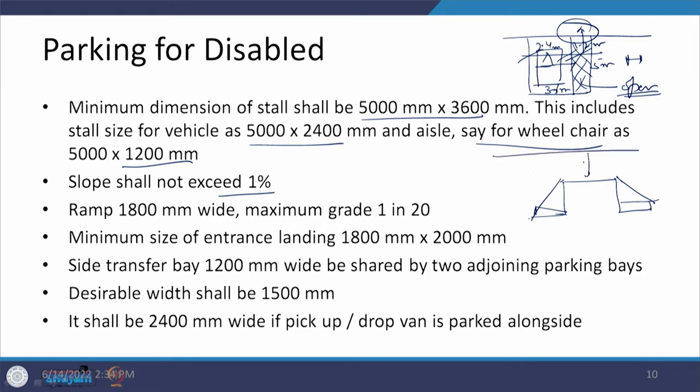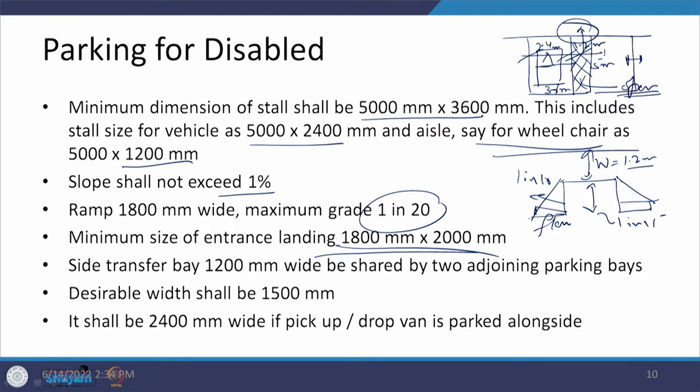At the back also there is going to be a width W which we have talked about, that it should be a minimum of 1.2 meters. Then this slope is going to be there. We said 1 in 15, and we can go to 1 in 20 also, but there is a flare on this side which is 1 in 10. The size we are looking at here is 1800 mm by 2000 mm, and this side bay is 1.2 meters wide and 5 meters long. If you require two such parkings dedicated for the disabled, then it is going to be placed here.